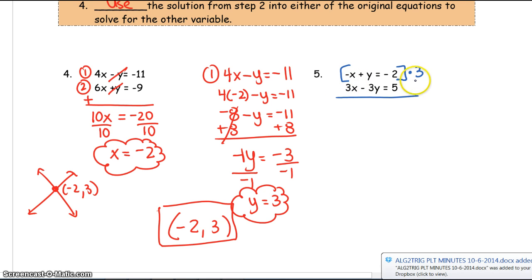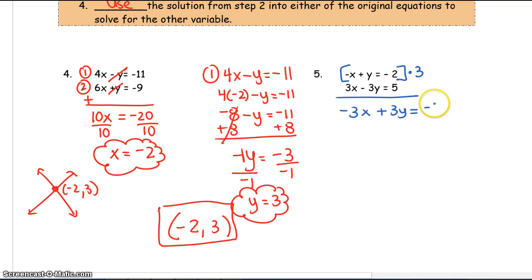Alright, I'm going to rewrite them again. 3 times negative x is negative 3x. 3 times y is positive 3y. Negative 2 times 3 equals negative 6. And I'm going to rewrite what I see in the second equation, because I'm not changing that. Now, once we add them, negative 3x and 3x cancel out. That's 0. Oh, wait. So does positive 3y and negative 3y. That's 0 as well. Equals negative 1, 5.